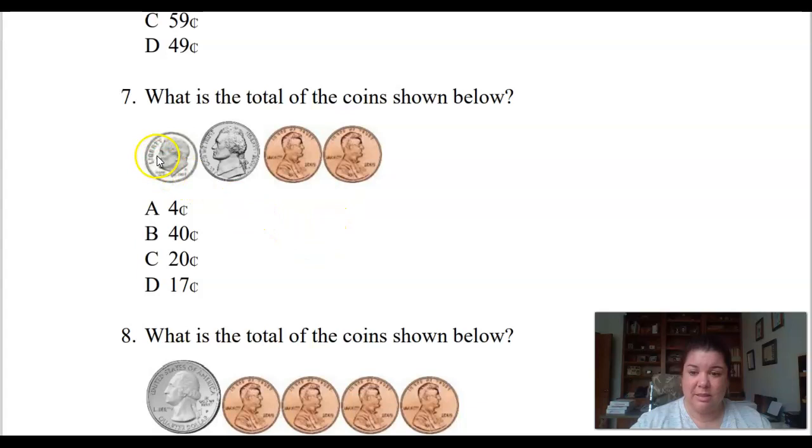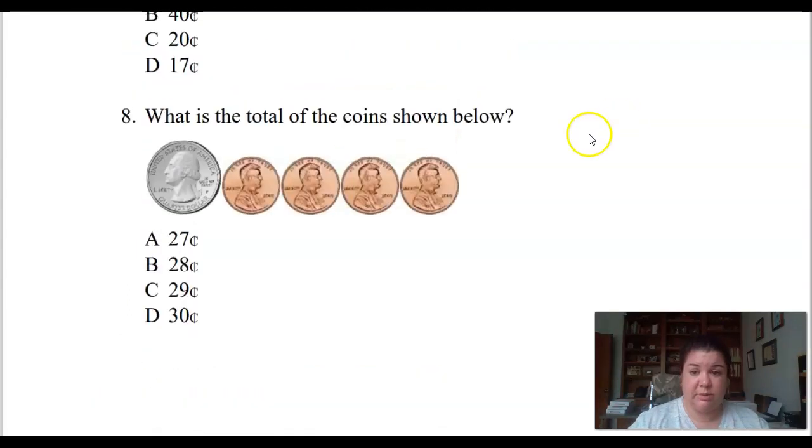Okay, let's see. We have 10 plus 5 is 15, 16, 17. So your answer should be D. Did you get D, 17 cents? If not, have someone help you figure out why you didn't equal 17 cents.